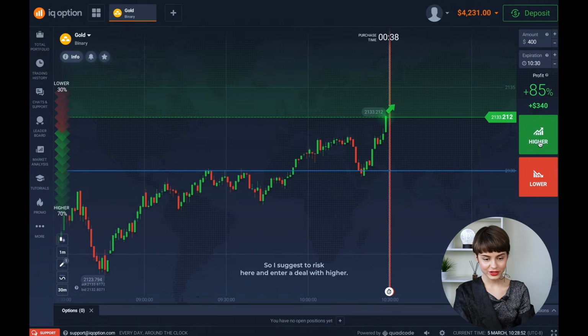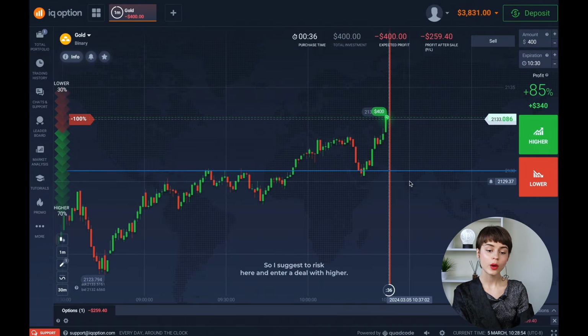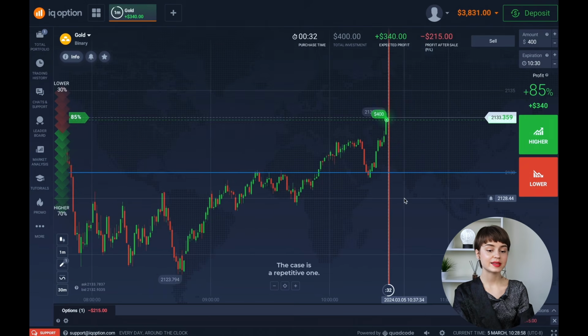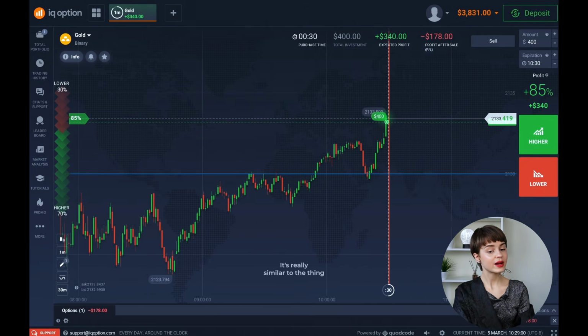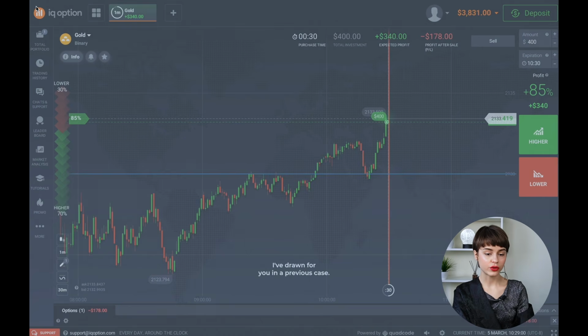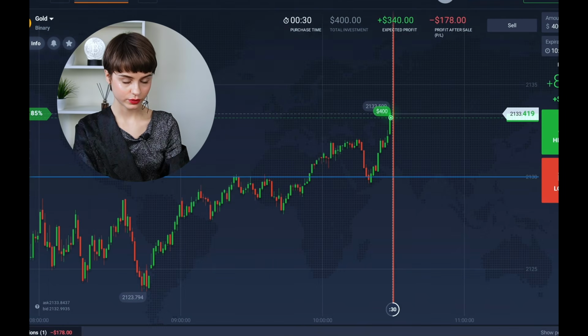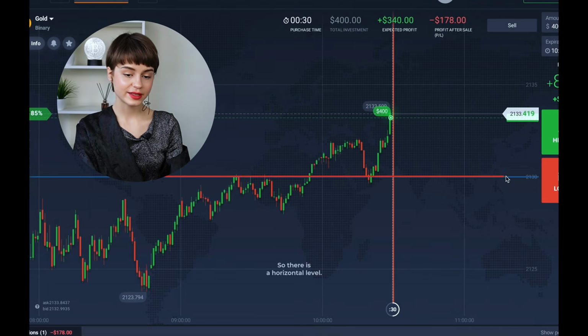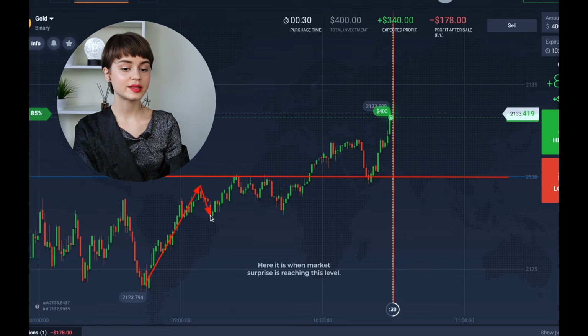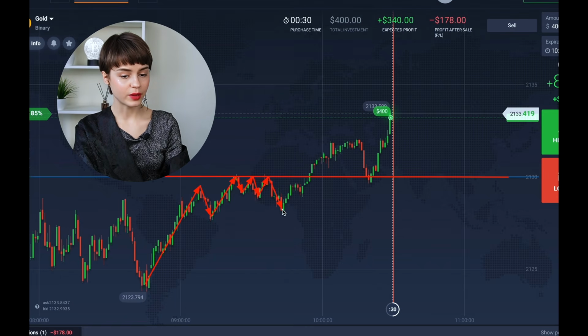So I suggest to risk here and enter a deal with higher. The case is a repetitive one. It's really similar to the thing I've drawn for you in a previous case. So there's a horizontal level, here it is, we mark it. The price is reaching this level, but every time we roll back less and less from this level.